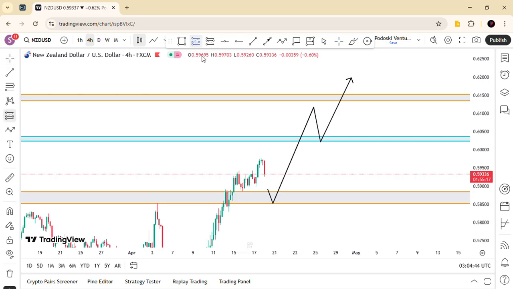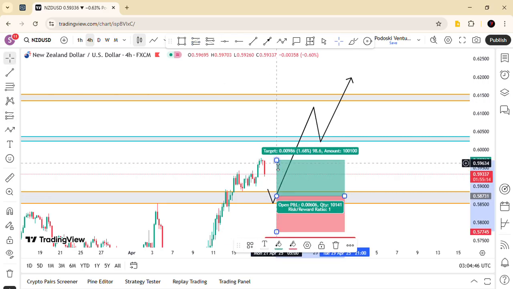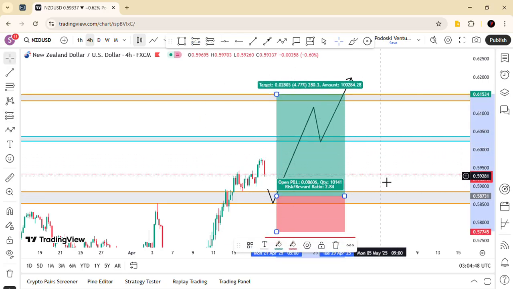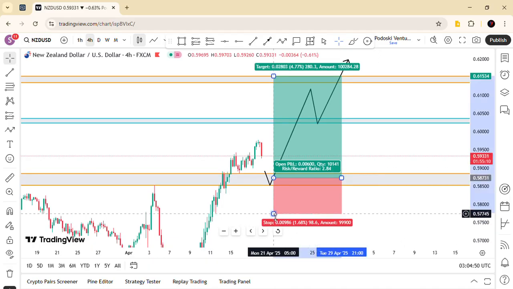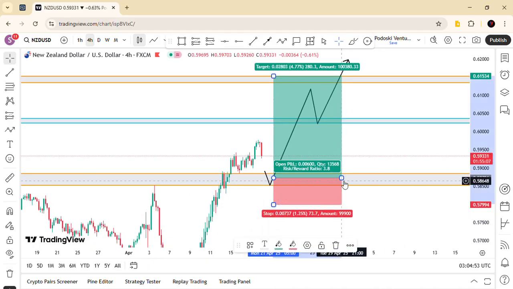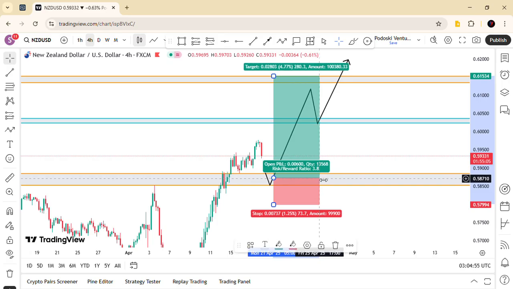So this is how we prepare for the entry on NZD USD. This will be a very nice setup, and I'm very sure it will.